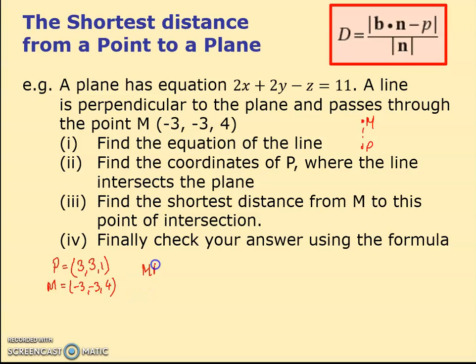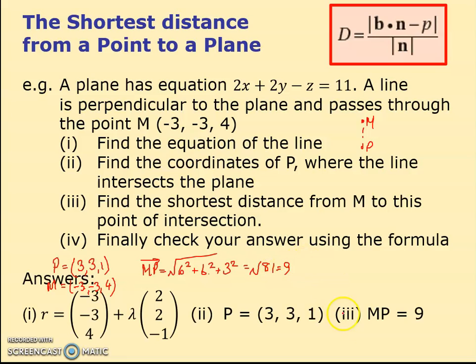And therefore MP is the distance between them. It's the square root of, they're 6 apart, so 6 squared, plus they're also 6 apart, so 6 squared, and these are 3 apart, so 3 squared. So that's root 72 plus 9, that's root 81, which works out perfectly as 9. And I did actually see the answer as 9 at the bottom here.